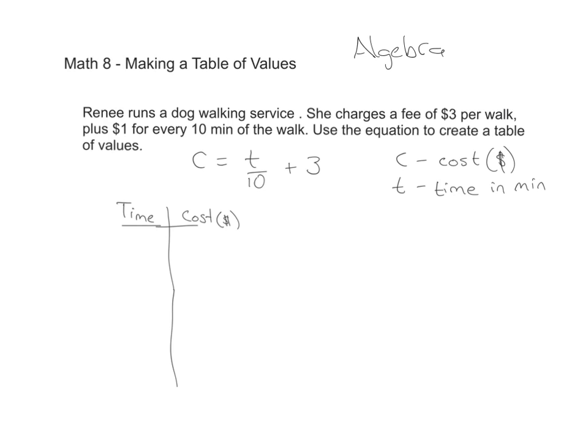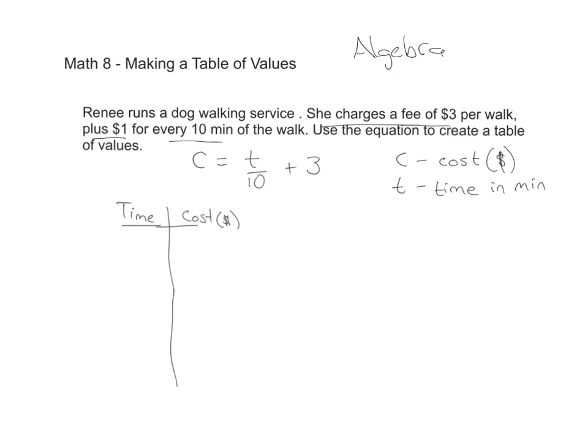Today we're going to have Renee, who runs a dog walking service, and she's going to try and figure out a way to figure out how much she should charge her clients. So she comes up with the following idea. She's going to charge a fee of $3 per walk, but she's going to add on $1 for every 10 minutes of the walk. So for example, if a person just wants you to walk the dog for 10 minutes, she's going to charge them $3 just to walk their dog, and then she's going to charge an extra $1 because she walked them 10 minutes. So it'd be $4 altogether.